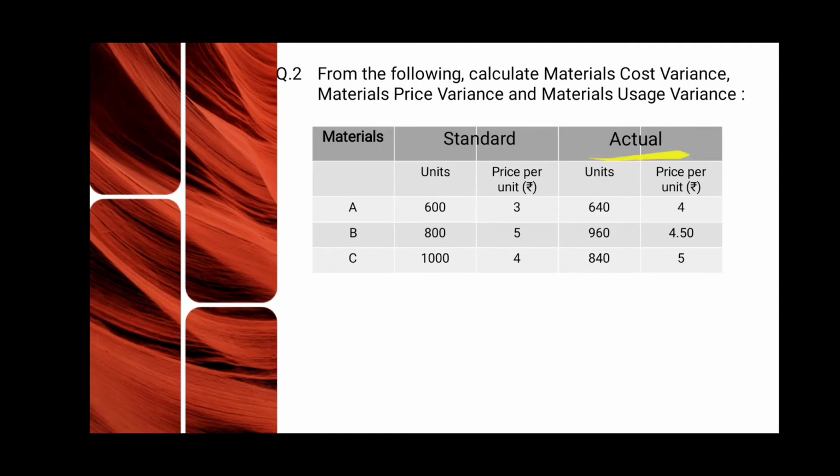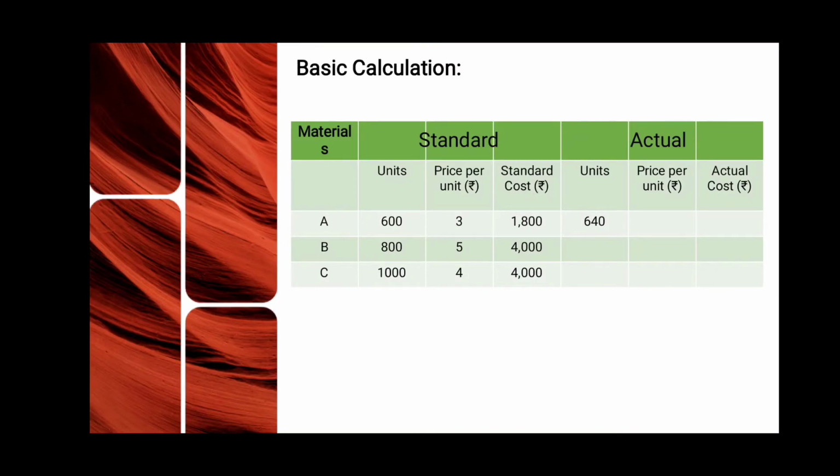Next, actual materials information is given. For material A, actual units are 640 and actual price per unit is 4. So we'll record it. For material A, actual unit is 640 and price per unit is 4. So the actual cost amount will be rupees 2560.